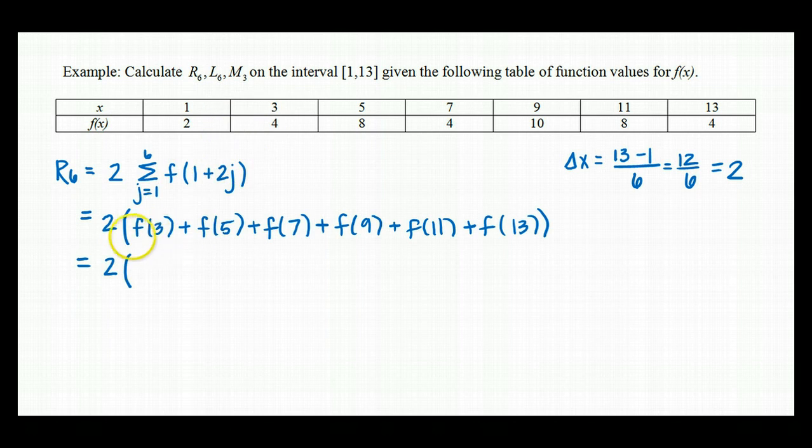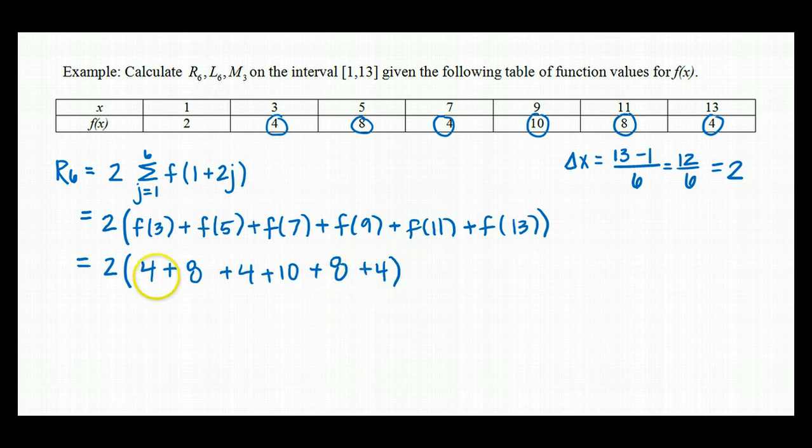So now we have to substitute in the value. So f of 3, so here's 3, so f of 3 is 4. So we're going to add 4 plus f of 5 is 8. So notice we're just moving right along this bottom column. So what are we adding? We're adding 4, 8, 4, 10, 8, and 4. So 4 plus 8 plus 4 plus 10 plus 8 plus 4.